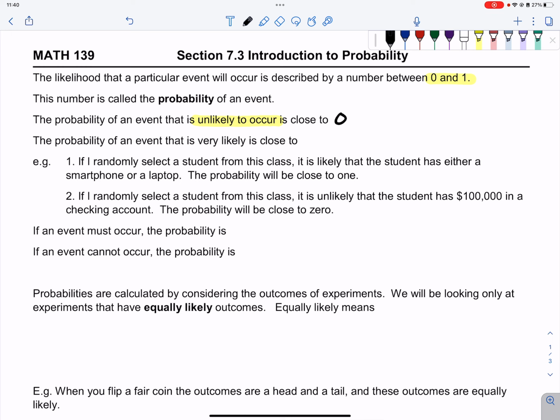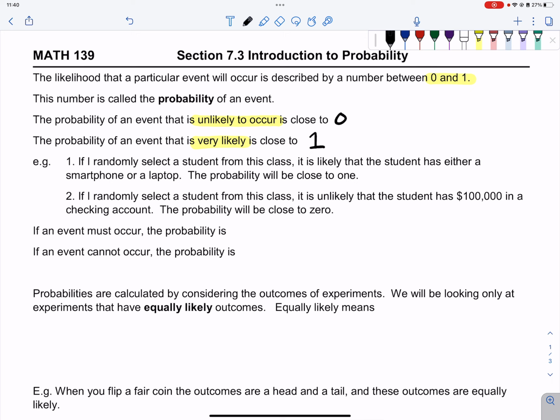However, if something is almost guaranteed to happen, it's very, very likely that this event will happen, then the probability of that happening is close to 1. So the closer to 1, the more likely it is to happen. The closer to 0, the more unlikely the event is to happen.